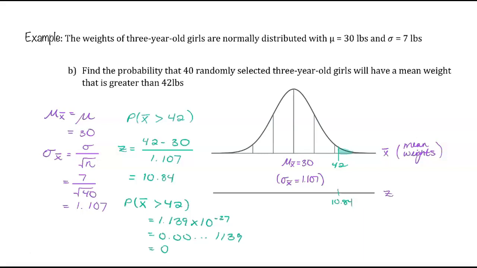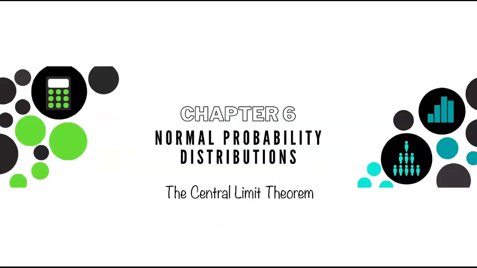Once again, it is a very different probability to find one individual that weighs more than 42 pounds than to find an entire collection of 40 that have an average or a mean weight over 42 pounds. This is also a great time to remind you to make sure to use the correct standard deviation when you're working with sample means. That is what made all of the difference in these calculations. That concludes this lecture video on the central limit theorem.